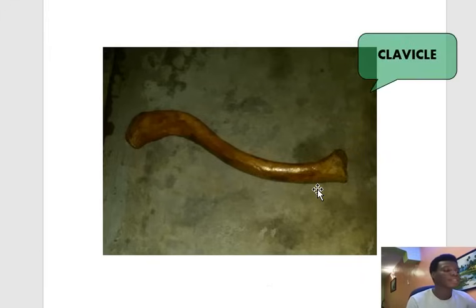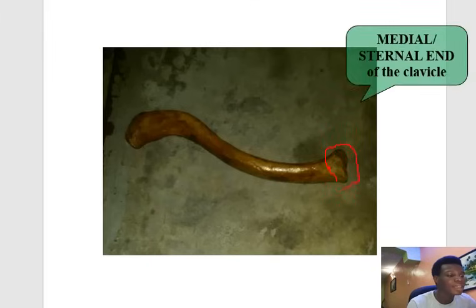So let's move on to a very important structure now, the clavicle. This is a very important bone in the upper limb, forming the pectoral girdle. Understand that it has two ends. There is the medial end right here. The medial end is quadrangular in shape, kind of just triangular.